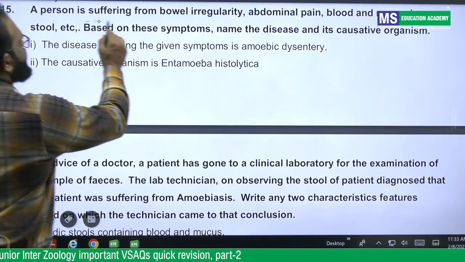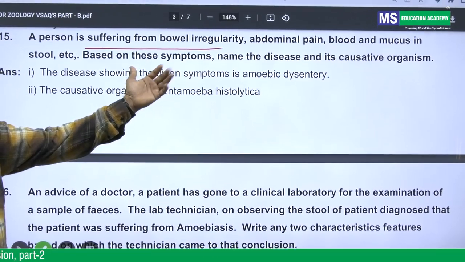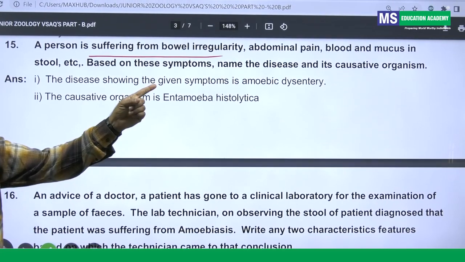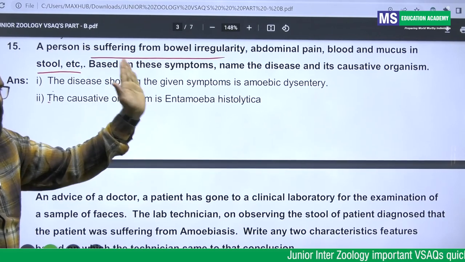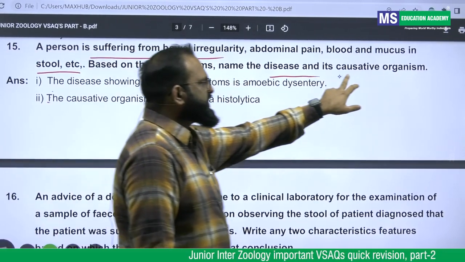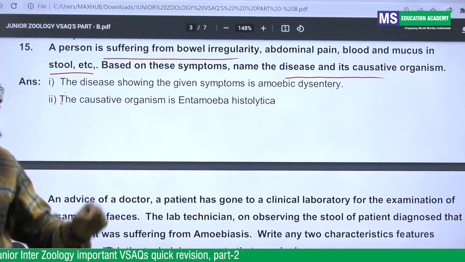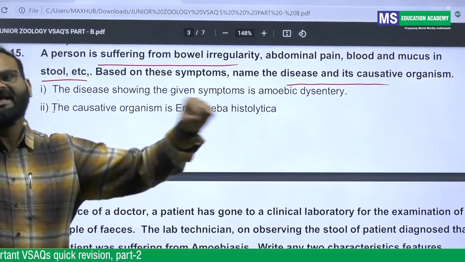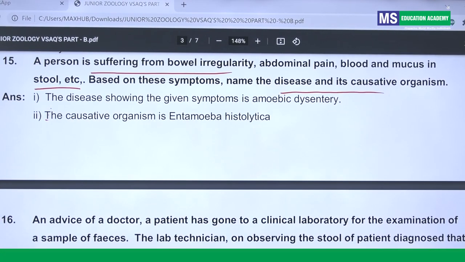A person is suffering from bowel irregularity, constipation, abdominal pain, blood and mucus in the stools. Based on these symptoms, can you name the disease? Name of the disease is amoebic dysentery, and causative organism is Entamoeba histolytica. Very simple.